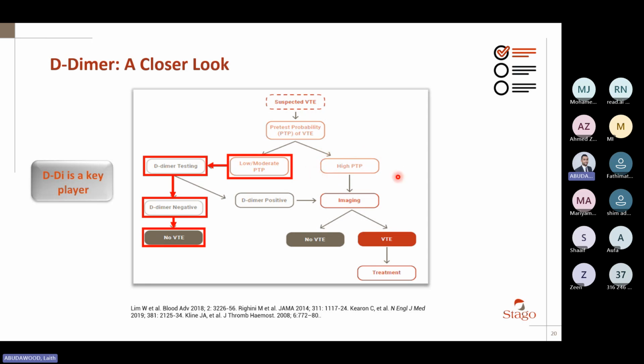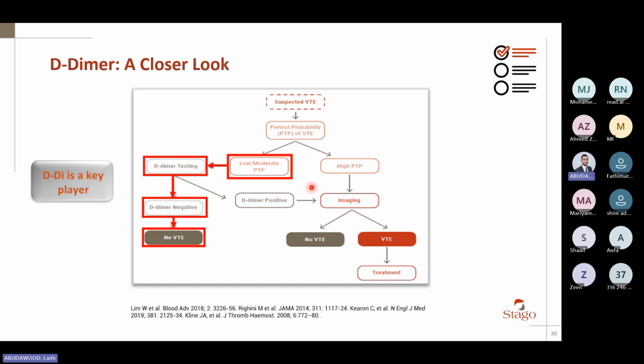These people with high probability of VTE, we directly go to imaging. We don't look at D-dimer because the chances of you having a VTE are very high. I will not wait for the D-dimer results, okay? Because your chances are already very high. I don't need a test to tell me to exclude or not exclude. I will run with the patient to the imaging, okay? Whatever is that imaging, that's not our topic.